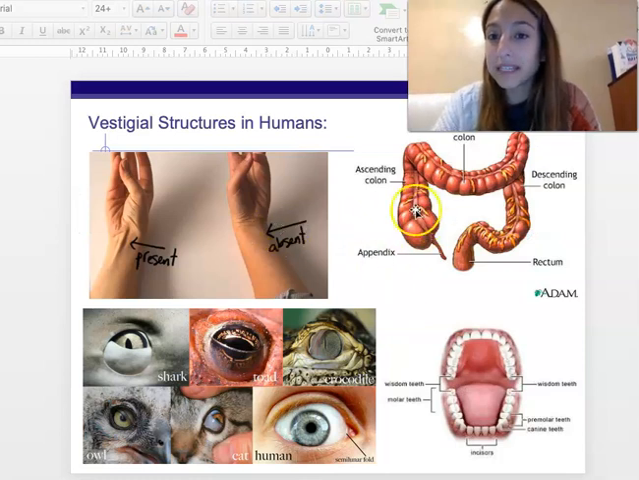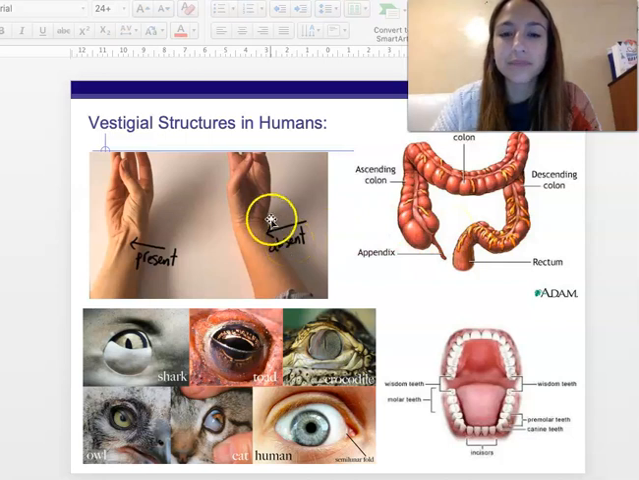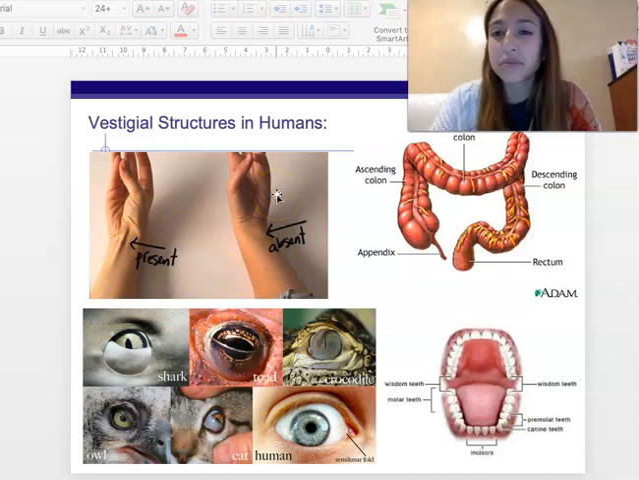For example, our appendix is a vestigial organ. We can see this in different cartilages that we have in our forearms. Some people can have it, some people do not have to have it, and it's not necessarily beneficial or not beneficial, so it's a vestigial organ, or our wisdom teeth.